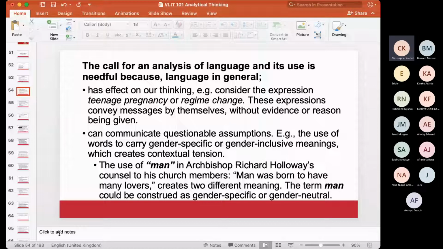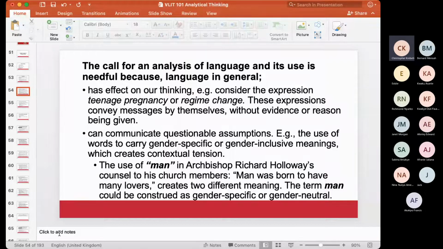Again, language can communicate questionable assumptions. That is where we need to analyze it. For example, the use of the word man can have different kinds of meaning. It can carry gender specific meaning or gender inclusive meaning. And if it is so, then some kind of contextual tension has been raised.